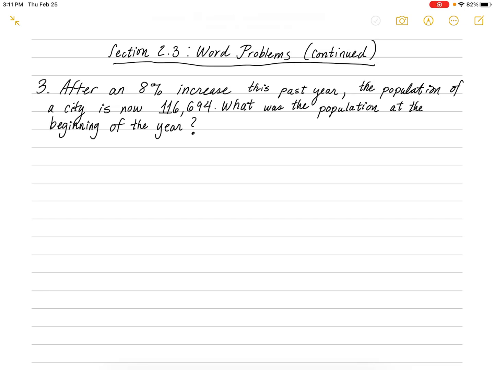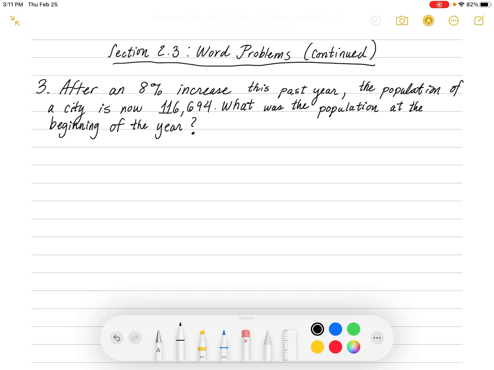Yeah, so we want to work some more word problems. It's going to be our word problem number 3 here, and we have it written down already. It says, after an 8% increase this past year, the population of a city is now 116,694. What was the population at the beginning of the year?